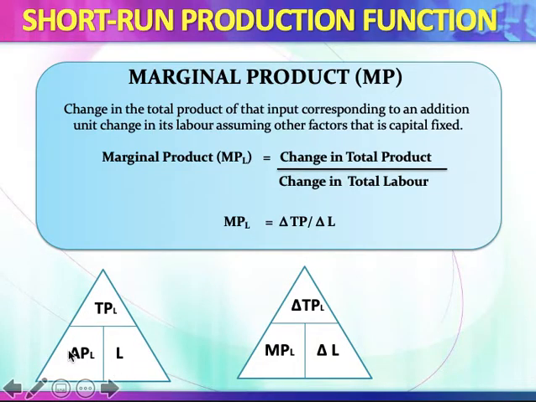Here is the formula. If you want to find total product, you close this part, and then it is average product of labor times labor. So APL and labor are side by side, so you multiply. If you want to find APL, you close this one, so average product is total product divided by labor. If you want to find total product, you close this part, so average product times labor. This is the simple way to understand the formula. And for marginal product, it is the change in total product divided by the change in labor.